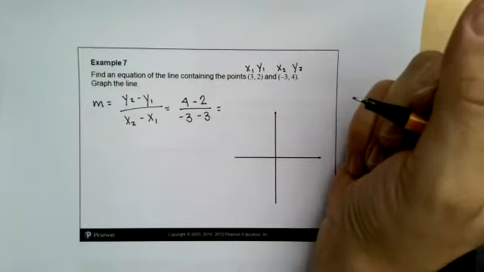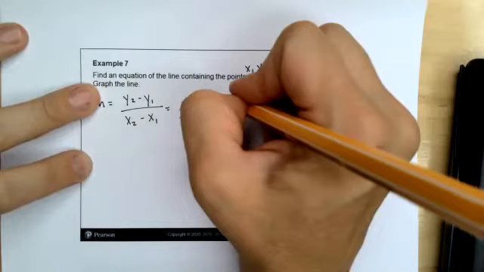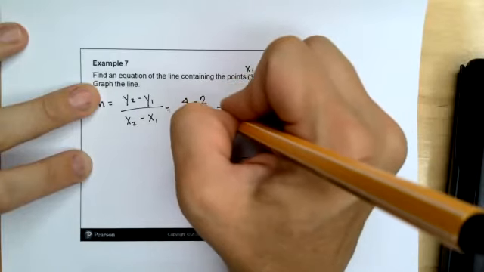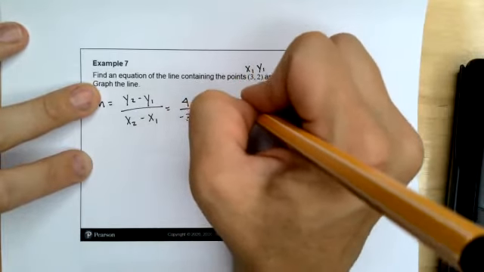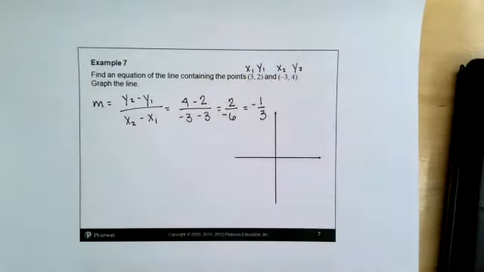Good? Yeah. 4 minus 2 is 2. Negative 3 minus 3 is not 0. It's negative 6. I can simplify that to negative 1/3, right?